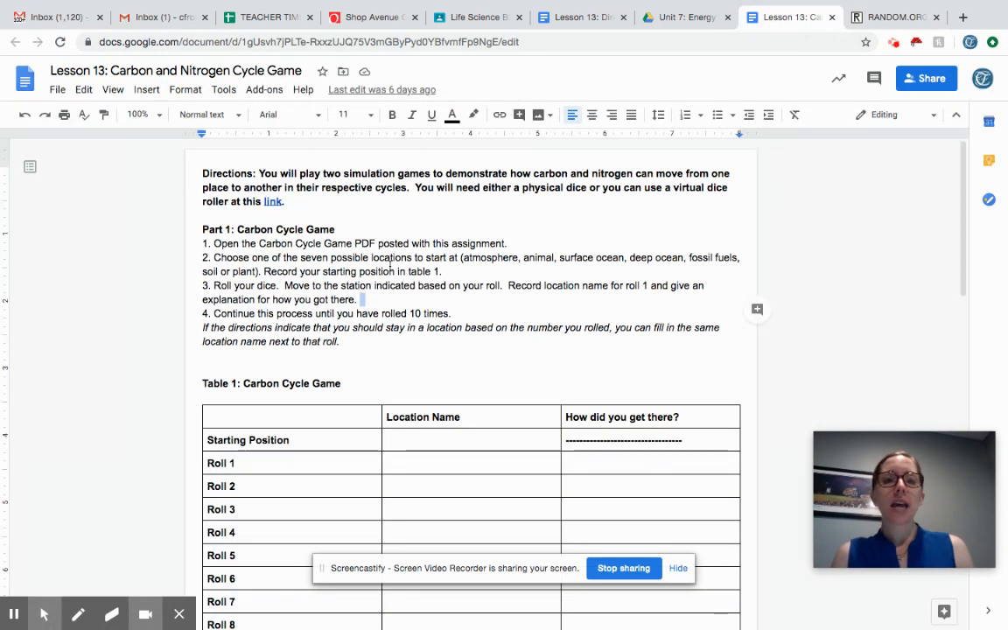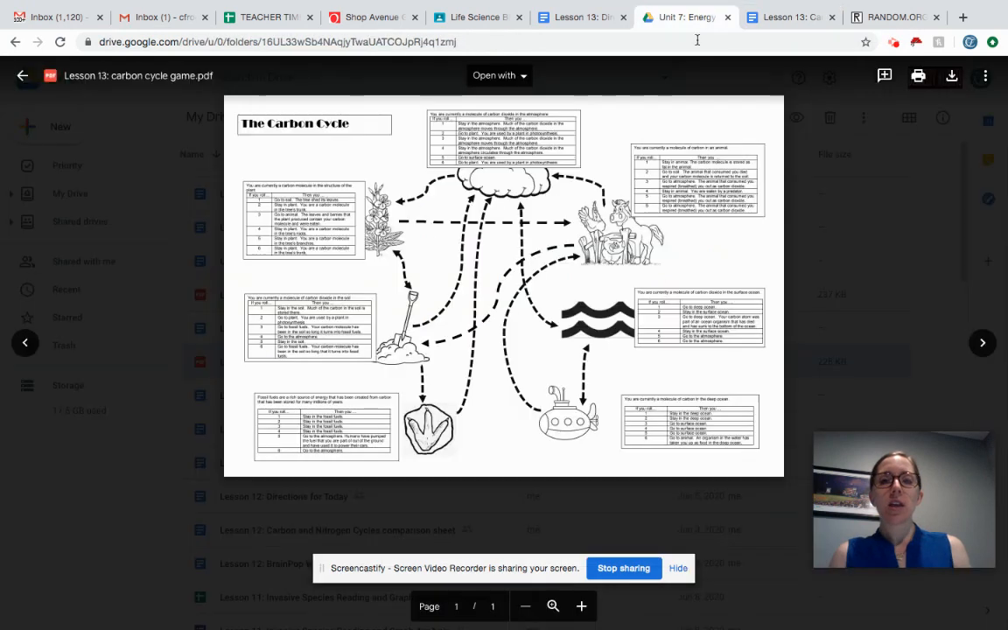All right, it says you are going to open the carbon cycle PDF posted with this assignment. There's a carbon cycle one and there's a nitrogen cycle one. The carbon cycle one looks like this. Let me zoom in a little bit. And essentially what it shows you is the different options for where carbon can start in the cycle. And then you will roll your dice to see what happens to you.